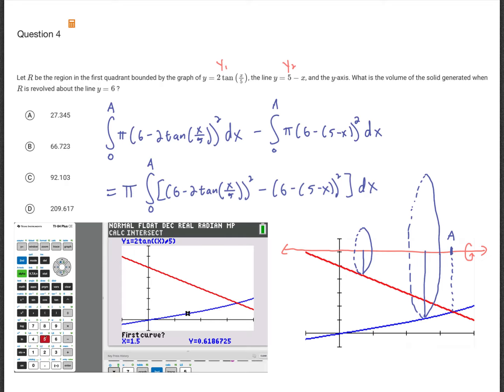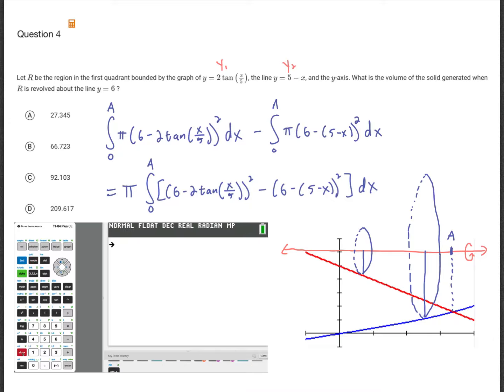First we need to calculate that intersection, so that's going to be the upper limit of our integral. You hit enter three times, then go right back to a blank screen to store it. I've done this before a bunch. So that's our upper limit, a.